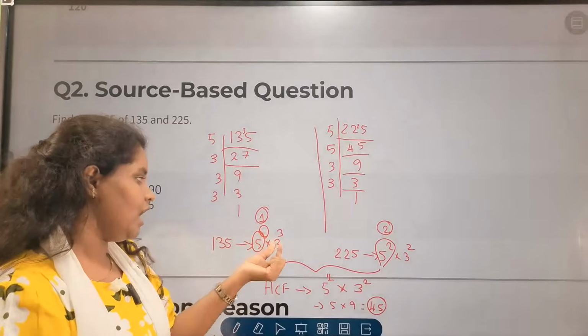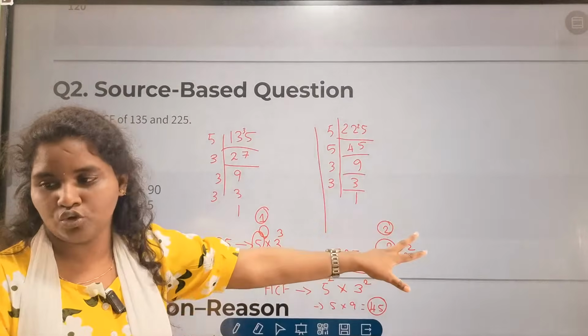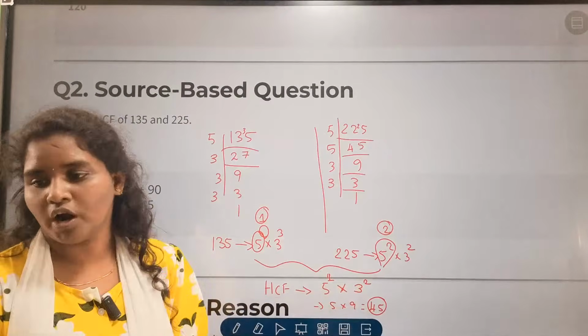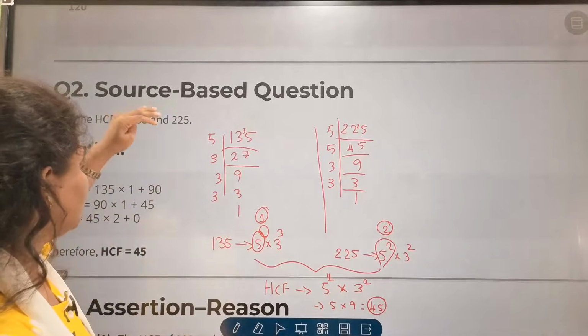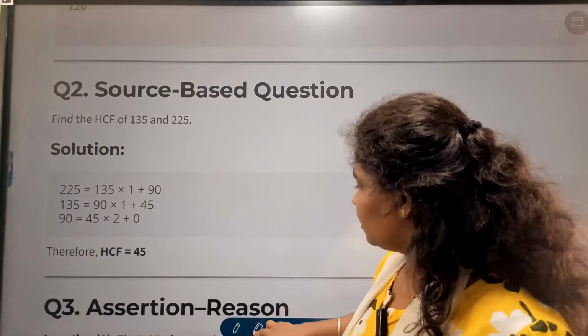So 5. And here it's 3 cube and here it's 3 square, so the least power is 2. So I'm going to take 3 square. So 5 into 3 square, which is 45, is the final answer. So this question is under source based question.